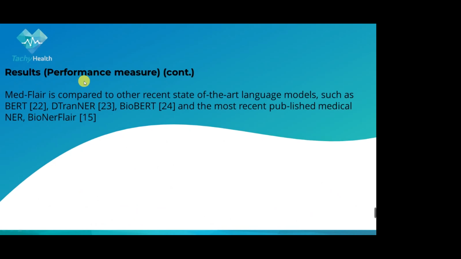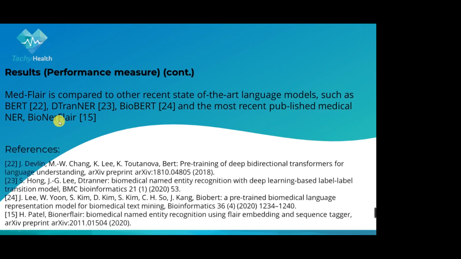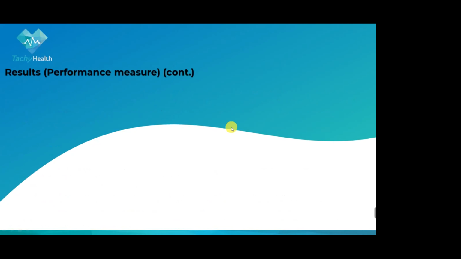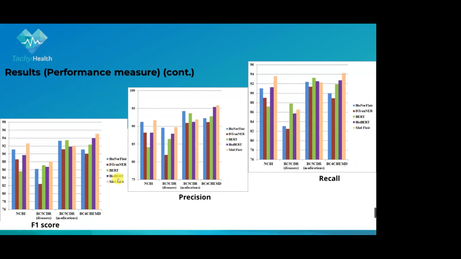Also, we have made a comparison between our model, Midflare, and other pre-trained models or very popular models such as the BERT model, the Near model, the Pioneer model, and the Pioneer Flare models. These models are very specialized and very popular in the area of NLP and named entity recognition. Exactly, some of them were just published in 2020, such as this, and this. So this is a performance measure.